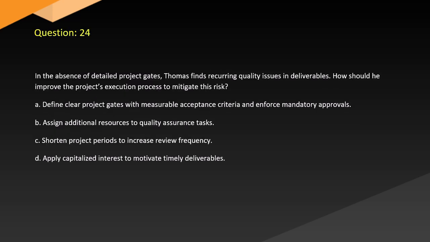Question 24. In the absence of detailed project gates, Thomas finds recurring quality issues in deliverables. How should he improve the project's execution process to mitigate this risk? A. Define clear project gates with measurable acceptance criteria and enforce mandatory approvals. B. Assign additional resources to quality assurance tasks. C. Shorten project periods to increase review frequency. D. Apply capitalized interest to motivate timely deliverables.